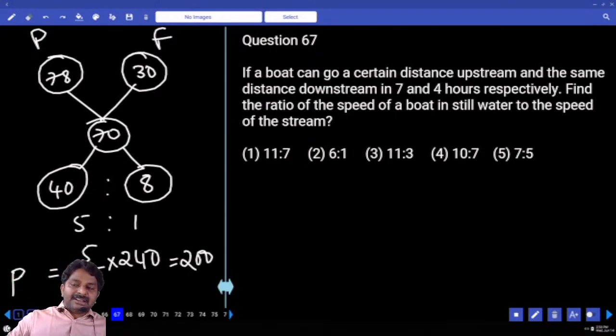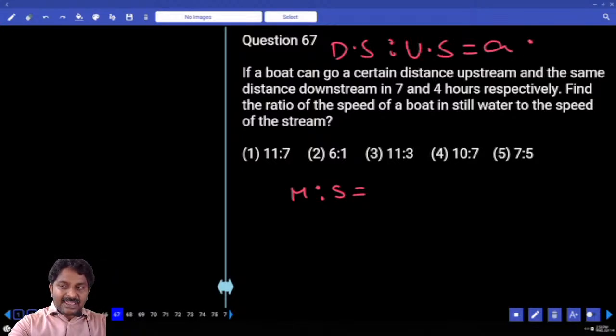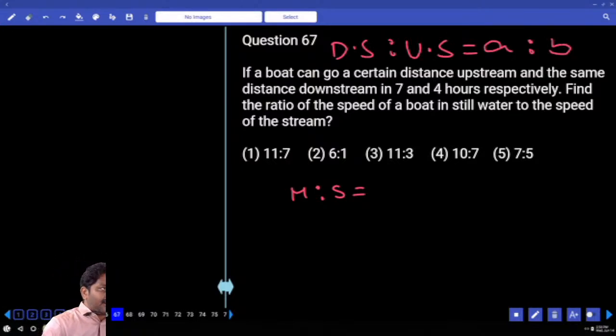If a boat can go a certain distance upstream and the same distance downstream in 7 hours and 4 hours respectively, find the ratio of the speed of a boat in still water and the speed of the stream. That's what the question is. When you know the downstream speed to upstream speed ratio as a is to b, what is your final answer for man speed to stream speed ratio? You get a plus b by 2, a minus b by 2, right.